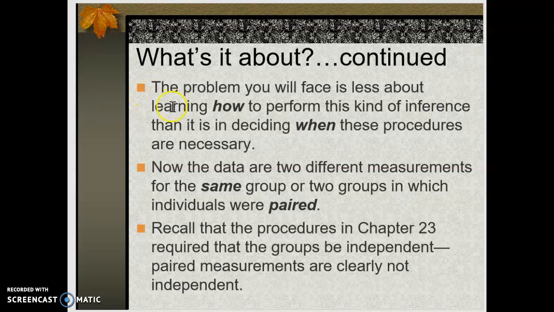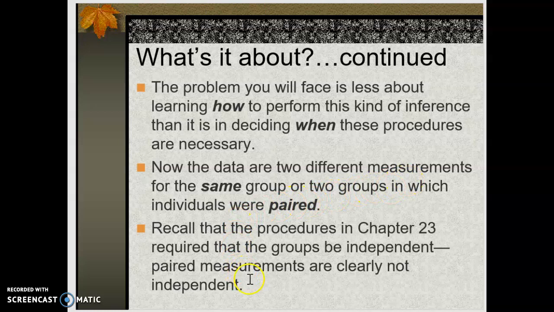So the problem that we're going to have here is less about what techniques we use, and it's more about learning how to perform this kind of inference, or how to decide which inference method to use. So it's less about how to perform the mechanics and more about when to choose a two-sample t-test or a one-sample t-test. So the data are two different measurements for the same group of people, or two different groups in which individuals were paired.